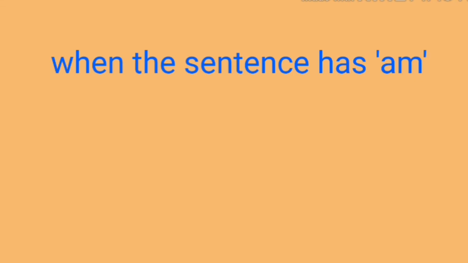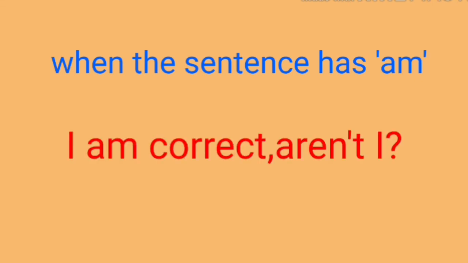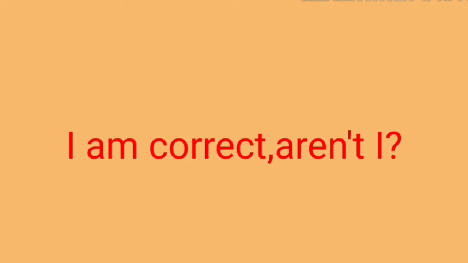When the sentence has "am" in it, there will be a little exception. Let's say "I'm correct" is the sentence, so you can't make the question tag with "am" there. Like you can't say "am not I," it becomes "aren't I." So it's a rule, you can't use "am" there, you have to use "aren't," right? I am correct, aren't I?